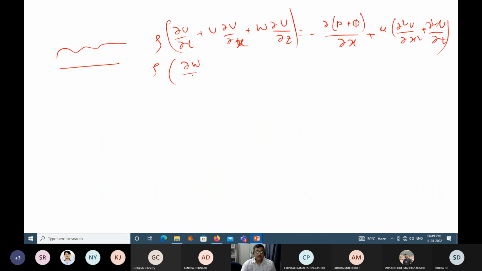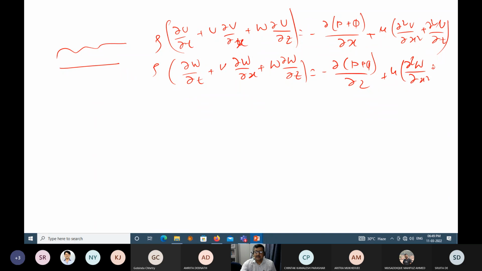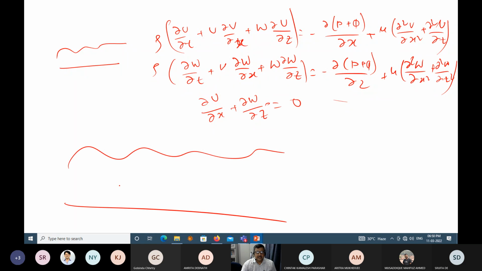Rho times del w by del t plus u del w by del x plus w del w by del z is equal to minus del of p plus phi by del z plus mu times del square w by del x square plus del square w by del z square. Then I have del u by del x plus del w by del z equal to 0. I now draw the boundary condition here: u equal to w equal to 0 at z equal to 0.